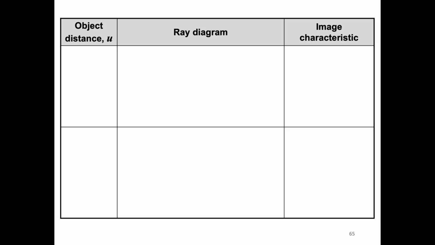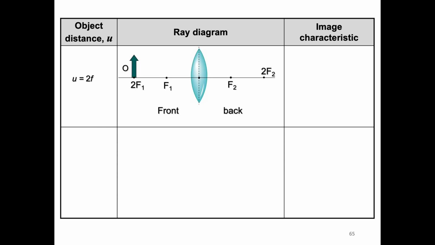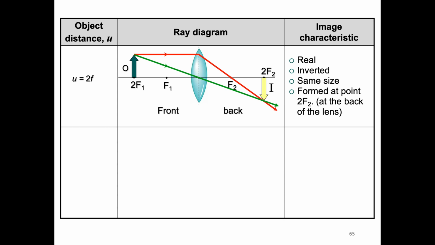For second case, when our object is exactly on the 2f. So our object is on the 2f1, and then the first ray goes straight parallel with optical axis and converge at f2. Second ray goes straight to the center of the lens, and the intersecting rays is our image, which is real, inverted, same size, and formed at point 2f2.